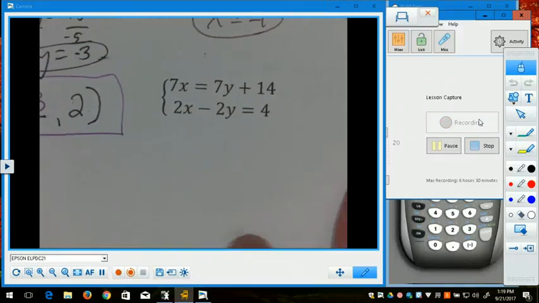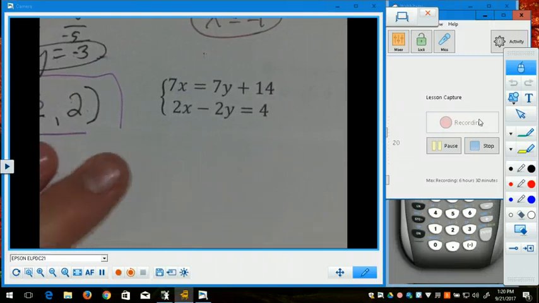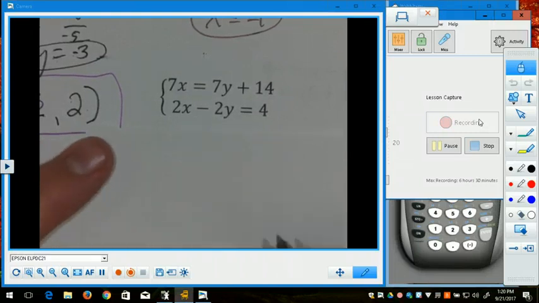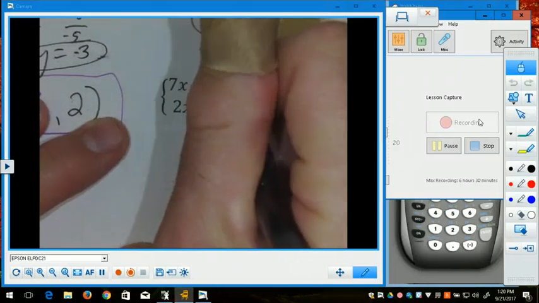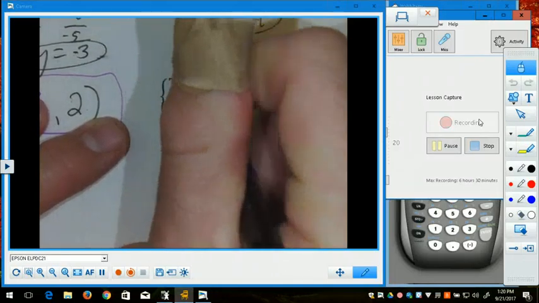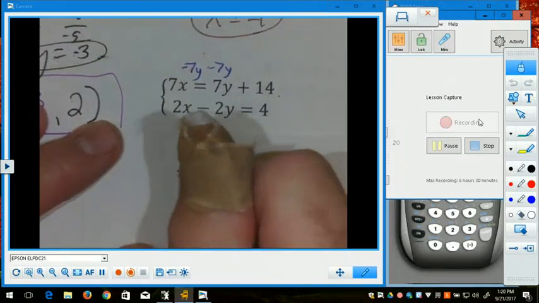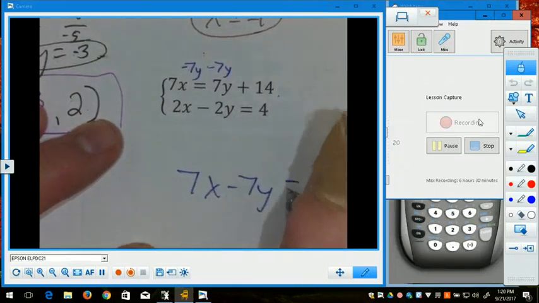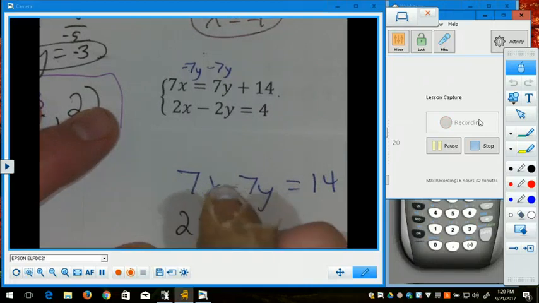Last physical example, and then I'll have a second clip for those of you who want to try one or two problems. So with this problem, we don't have them in standard form, which is a little bit of a problem. So I'm going to subtract 7y from both sides on my top equation so that my x and y are on the same side and my constant is by itself. On my bottom equation, they are already in standard form, so that's helpful.